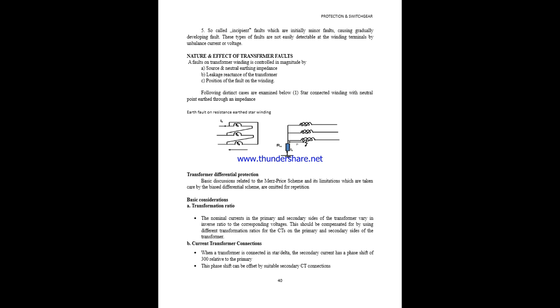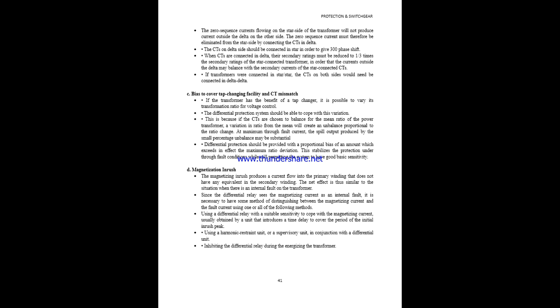The nominal currents in the primary and secondary sides of the transformer vary in inverse ratio to the corresponding voltages. This should be compensated for by using different transformation ratios for the CTs on the primary and secondary sides of the transformer. While considering the current transformer connections, when a transformer is connected in star or delta, the secondary current has a phase shift of 30 degrees relative to the primary. This phase shift can be offset by suitable secondary CT connections.